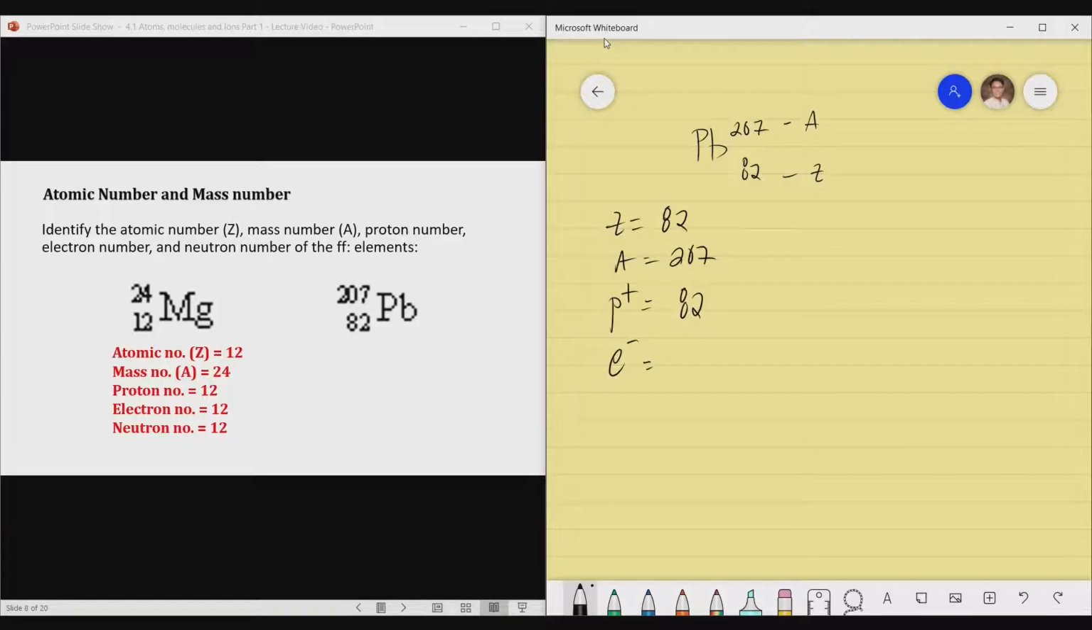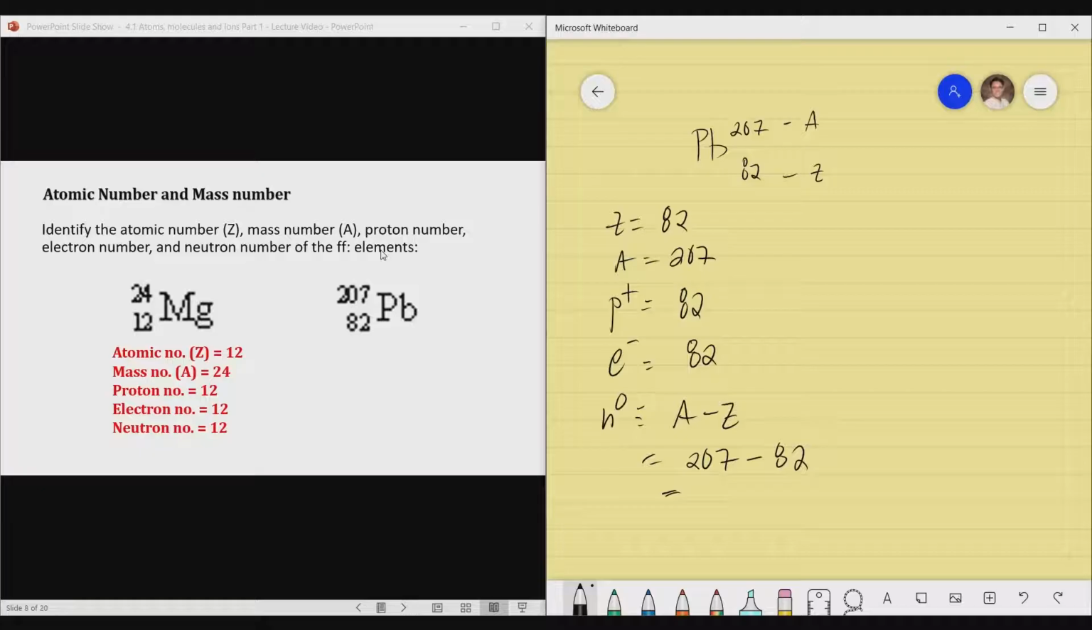Electron, look at the symbol for the element. Walang nakalagay na positive or negative sign, hindi siya electrically charged. So, I assume this is neutral. So, same sila or pareho si proton at electron. So, 82. Okay? How about the neutron number? So, again, A minus Z. Your A is 207 minus 82.